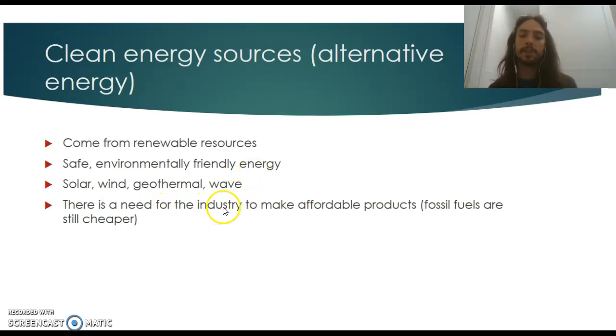So there's a need for the industry to make affordable products. That's the only downturn with alternative energies, is the market is not 100% fixed towards alternative energies yet. There's a lot of people clinging on to the fossil fuel, natural resources era, and that's just kind of an old, outdated era. I mean, we need to go forward. Fossil fuels are still cheaper, and that's why we still use them. But if people like you and I can start using more clean energy sources and push that type of market, then we can very quickly turn into an alternative energy market.